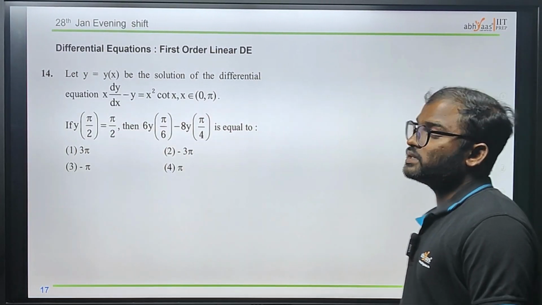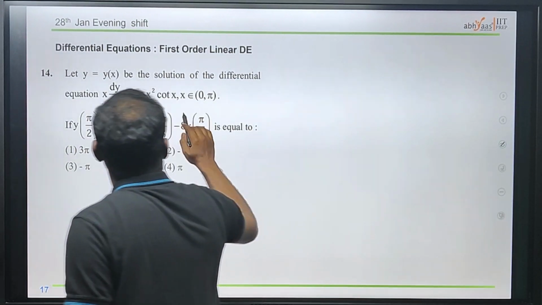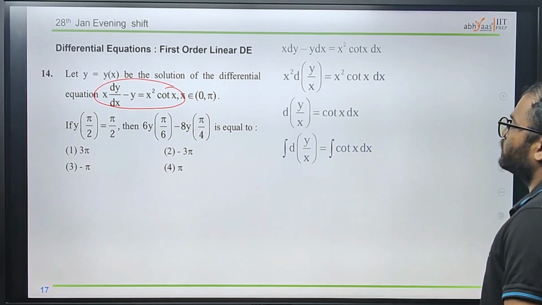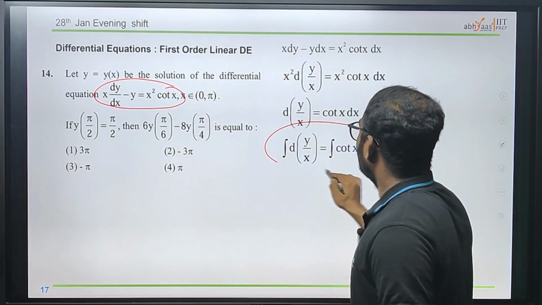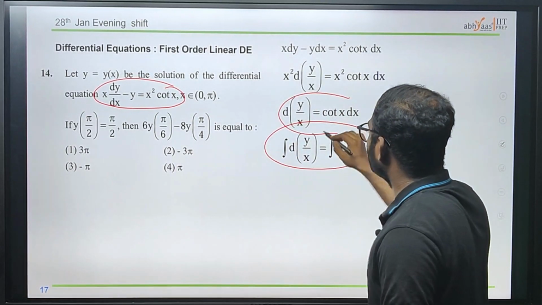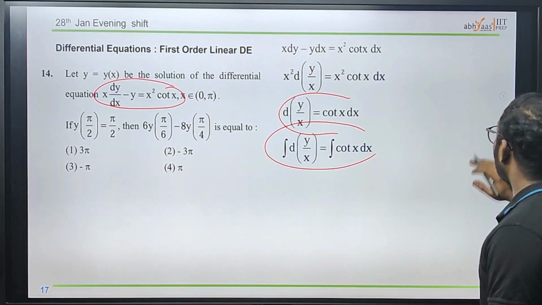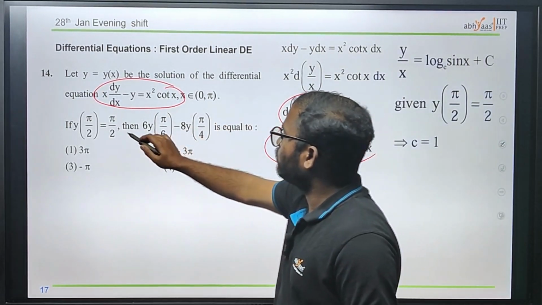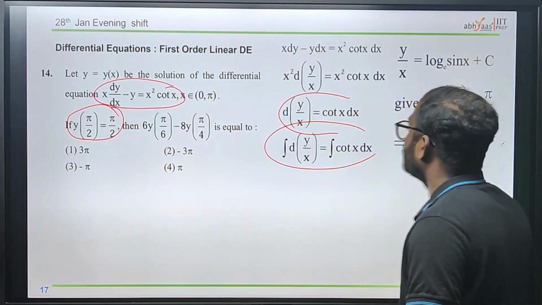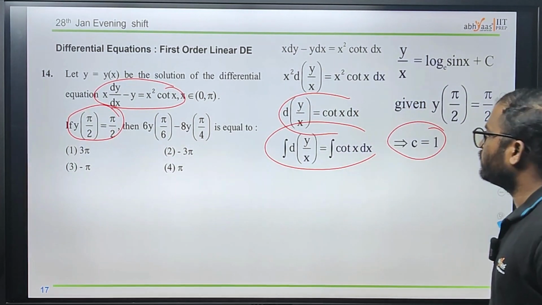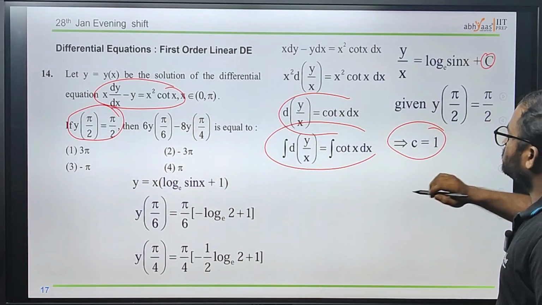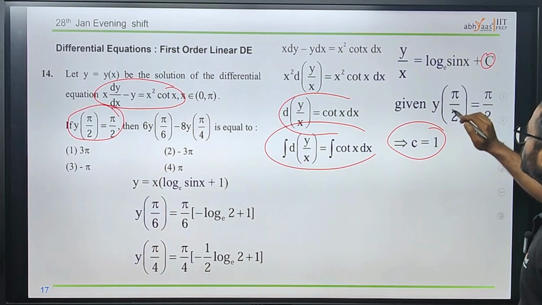Now, on the basis of the differential equation, we need to convert this into normal form in order to solve it. We can write it this way, and after that integrate on both sides. Putting the value y of pi by 2 is equal to pi by 2, we get c as 1. Now we have the c value, so just substitute those values.